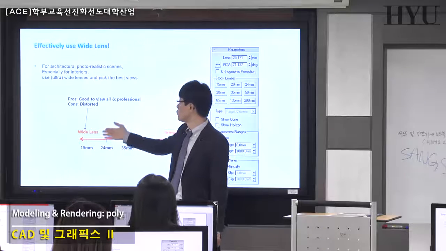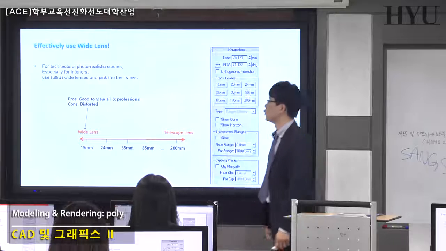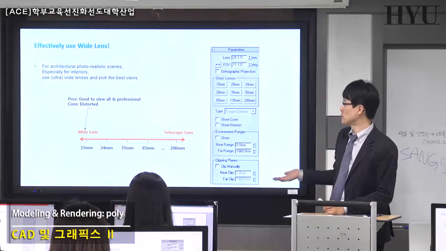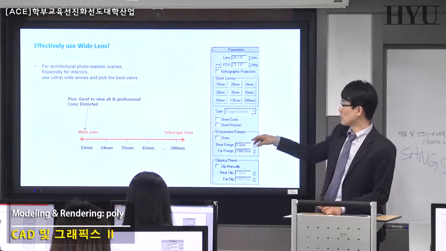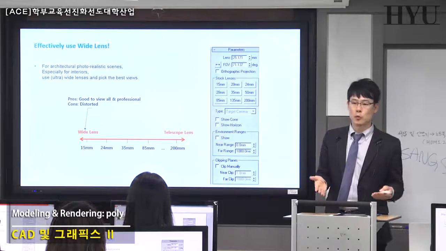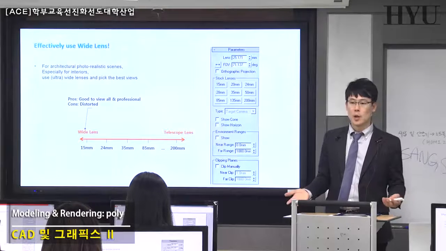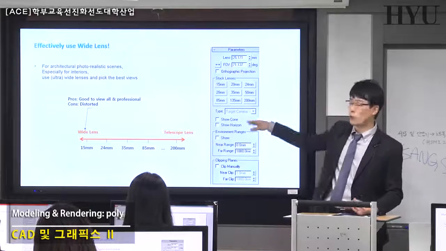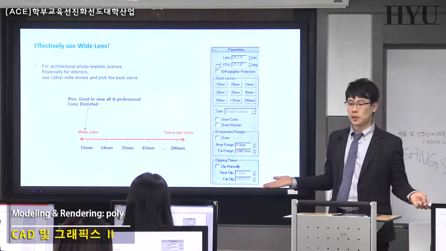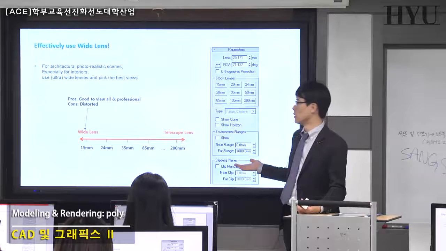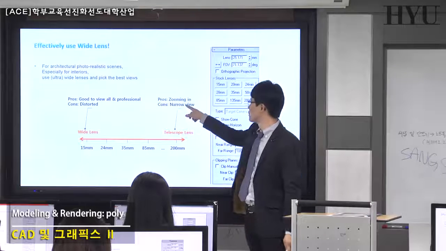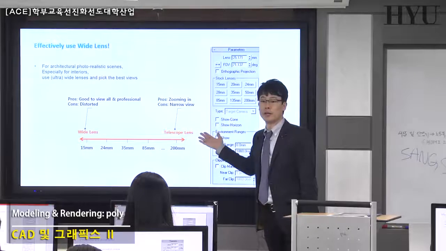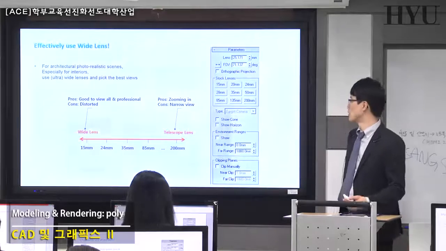So very good for viewing all and looking very professional. I mean, architecturally professional. But the cons: a little bit distorted or exaggerated. Very long legs if you take a picture from a low angle using that wide lens. Something changed compared to real. But with a telescope, zooming in, you can see in detail, but a very narrow view, that's the con.